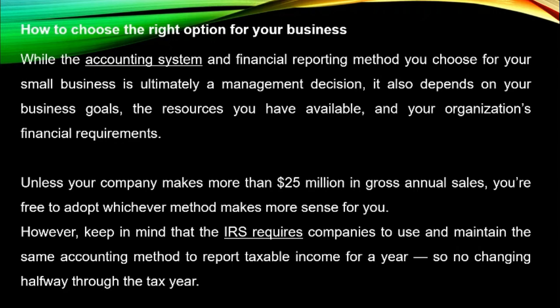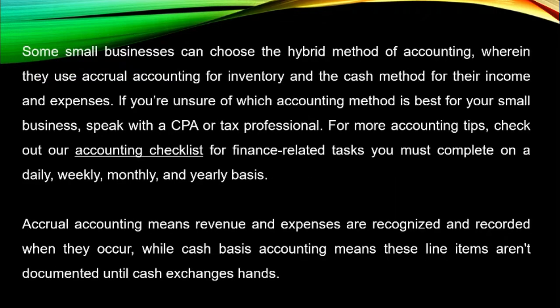However, keep in mind that the IRS requires companies to use and maintain the same accounting method to report taxable income for the year, with no changing halfway through the tax year. Some small businesses can choose the hybrid method of accounting, where they use accrual accounting for inventory and the cash method for their income and expenses. If you're unsure of which accounting method is best for your small business, speak with a CPA and a tax professional.